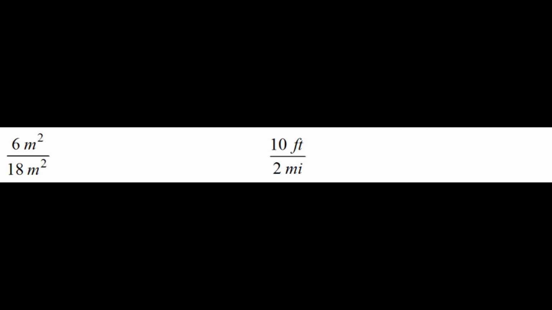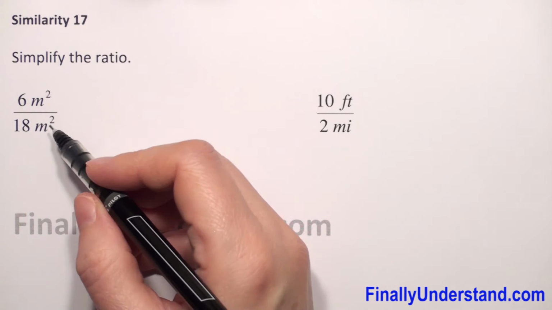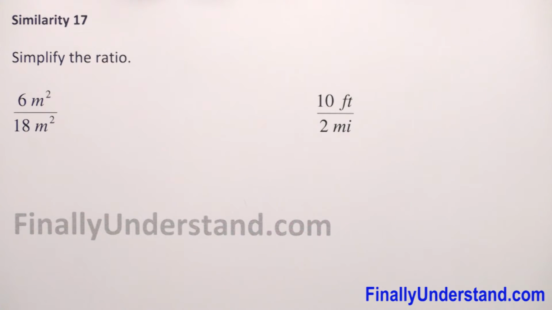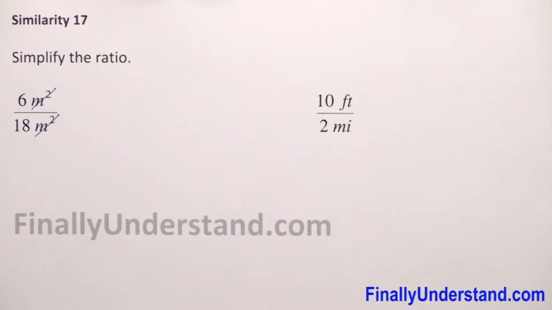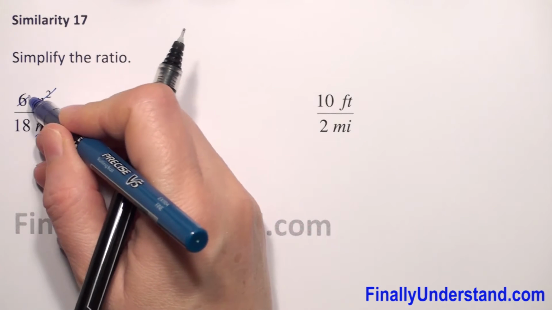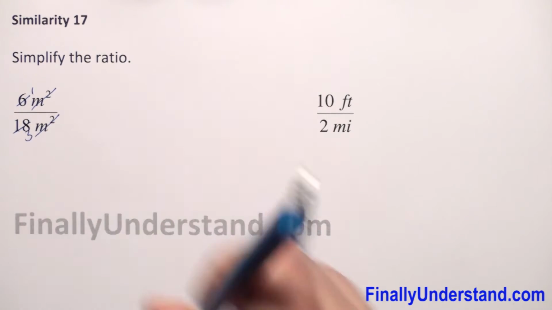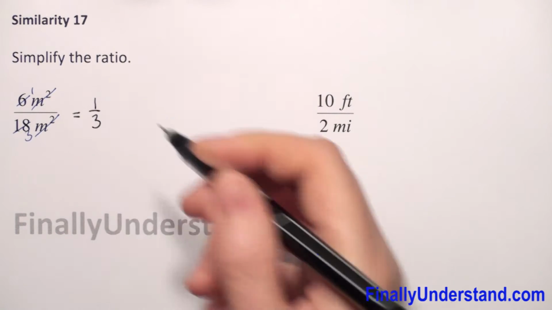We have the first ratio, 6 square meters over 18 square meters. So we can reduce square meters, since we have them in the numerator and denominator. What else? 6 and 18 we can divide by 6, so it will be 1 and 3. So this is equal to 1 over 3.